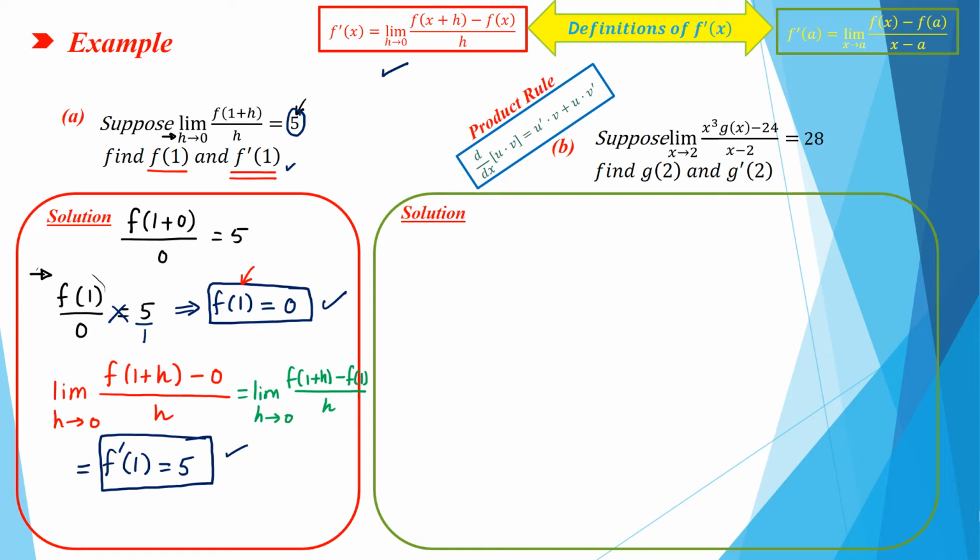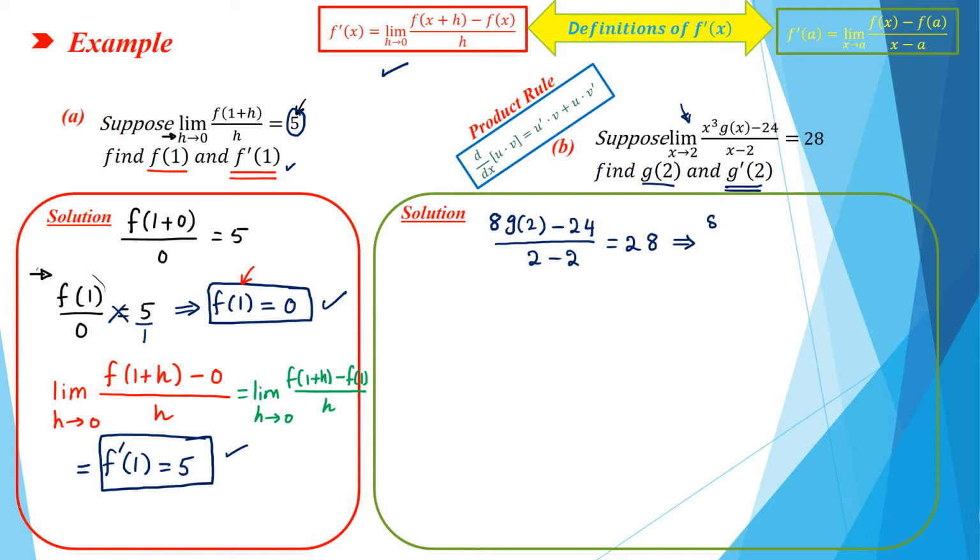Now I go to the second part. In part B, the question is, suppose the limit of x to the third power times g of x minus 24, divided by x minus 2, equals 28 when x goes to 2. Find g of 2 and g prime of 2. Now with the same strategy as in part A, you have to use direct substitution and replace x by 2 in the inside function. You will get 2 to the 3, which equals 8, multiplied by g of 2 minus 24 divided by 2 minus 2 equals 28.